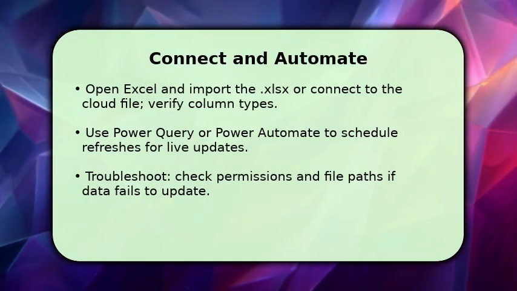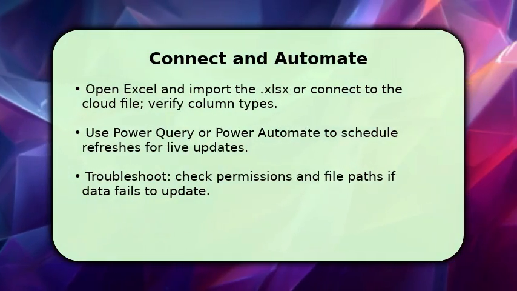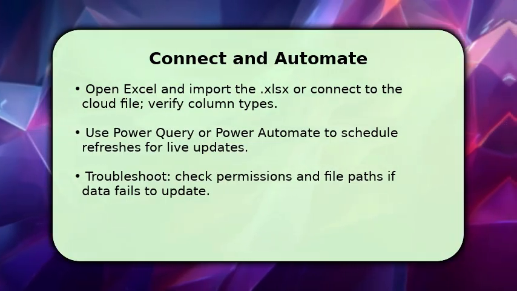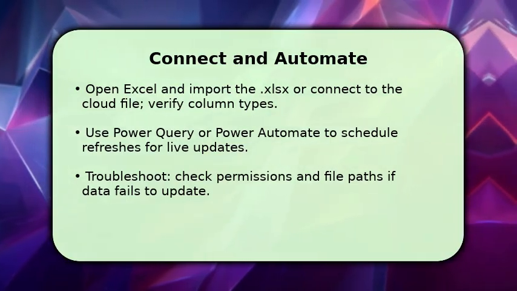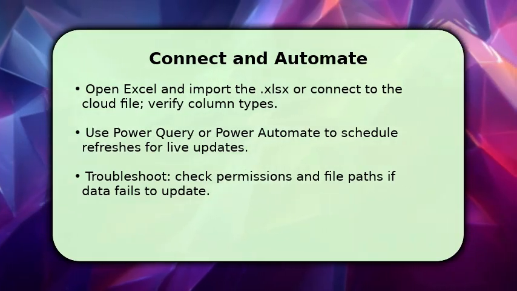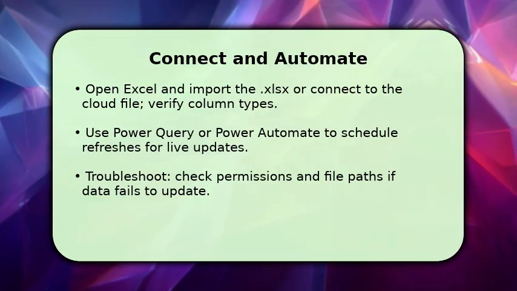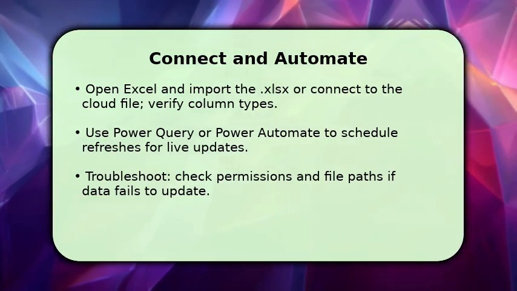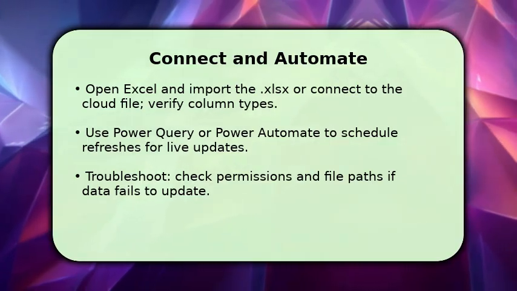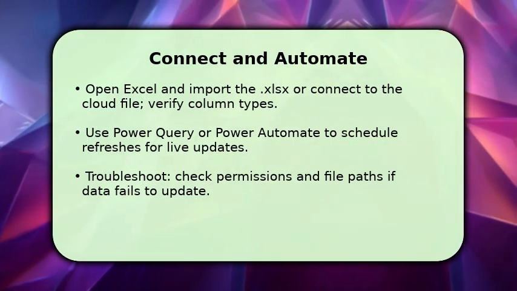Finish by bringing the data into Excel and automating refresh. In Excel, select Data, Get Data to import the downloaded XLSX or connect to the OneDrive/SharePoint file for an ongoing link. Use Power Query to transform data and set refresh cadence, or create a Power Automate flow to move new responses instantly. Once linked, test with a sample submission and confirm new rows appear.